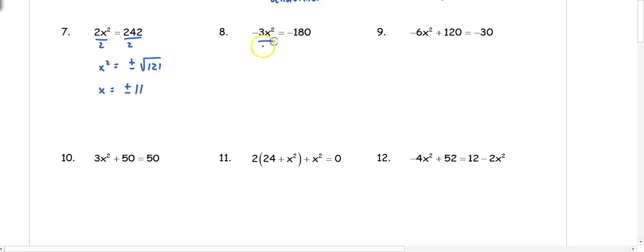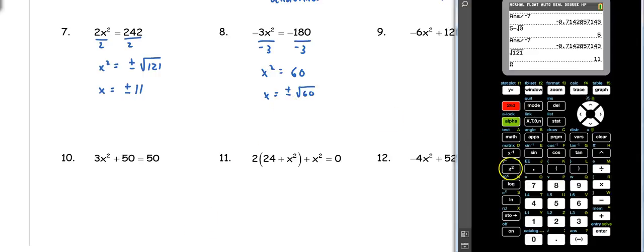Number 8, we're going to divide by -3 on both sides. So we get x squared equals 60. And take the square root. So we get x equals plus or minus square root of 60. Now, if I put 60 into the calculator, I would get a decimal, so I know I have to do a factor tree for that.